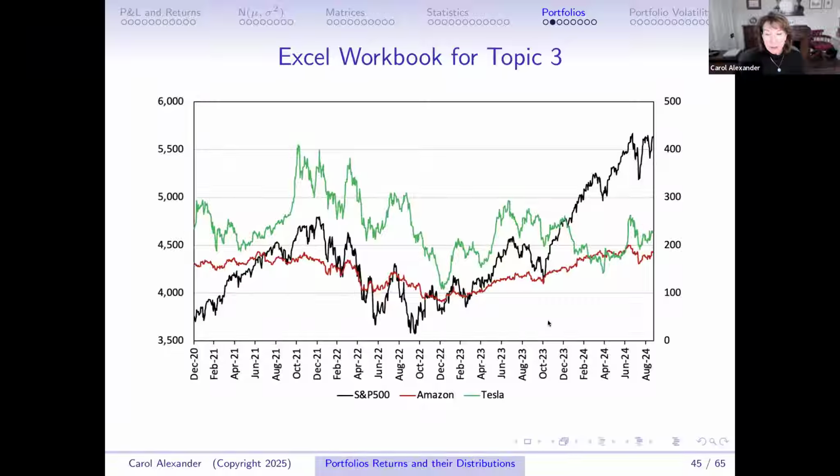This looks at a portfolio of two shares, Amazon and Tesla, in the S&P 500 index. And I already showed you in a previous video this graph of the S&P 500 index that goes from 3,500 up to 5,500. That's the black line. And the Amazon stock, the share price has not changed too much. Tesla is also rather volatile, more so than Amazon.